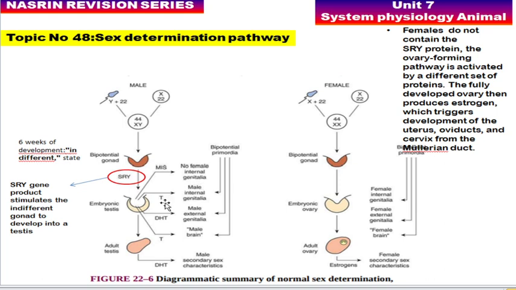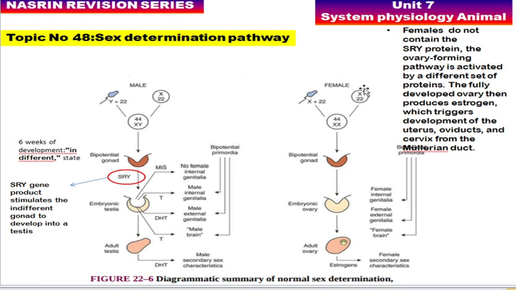It also produces testosterone, which helps in forming male internal genitalia, and dihydrotestosterone, which is involved in forming male external genitalia, and the testosterone is also involved in forming the male brain. Once this embryonic testis has been converted into adult testis, it will again produce dihydrotestosterone, but this dihydrotestosterone is involved in forming male secondary sex characters.